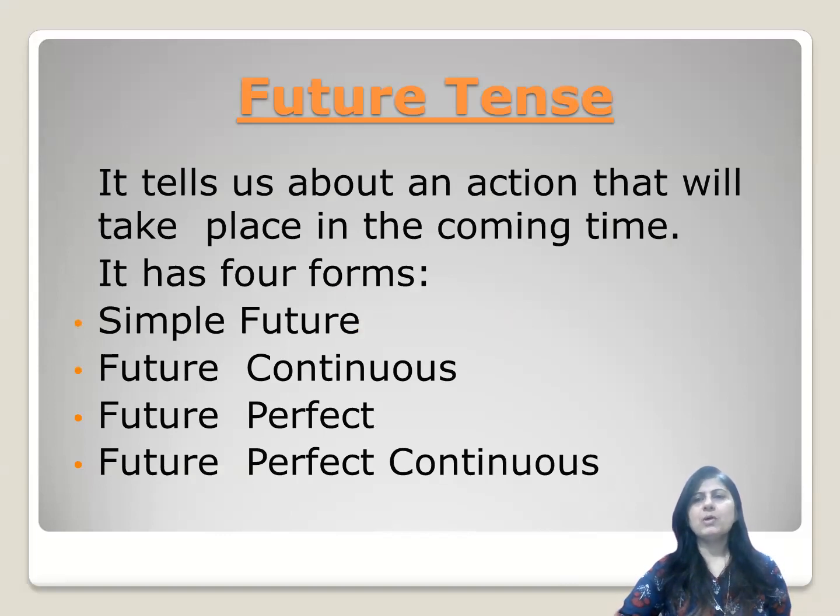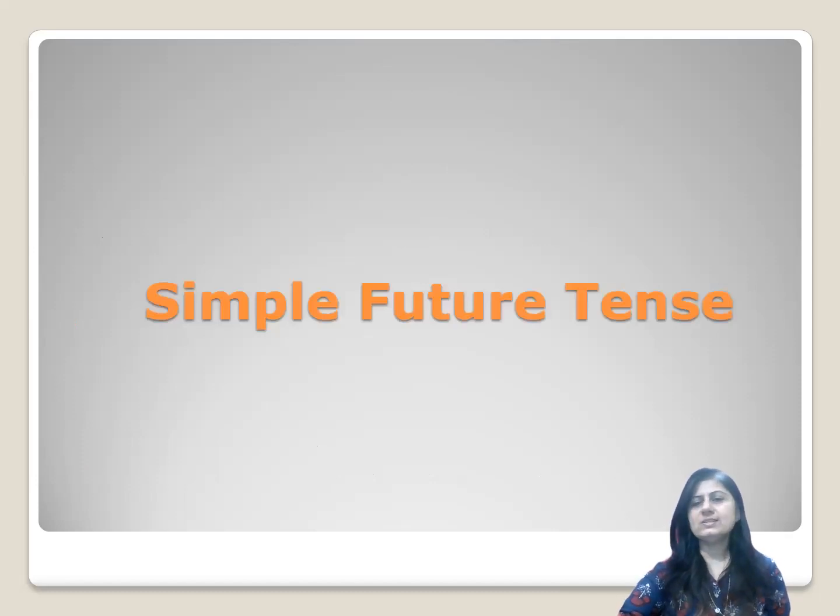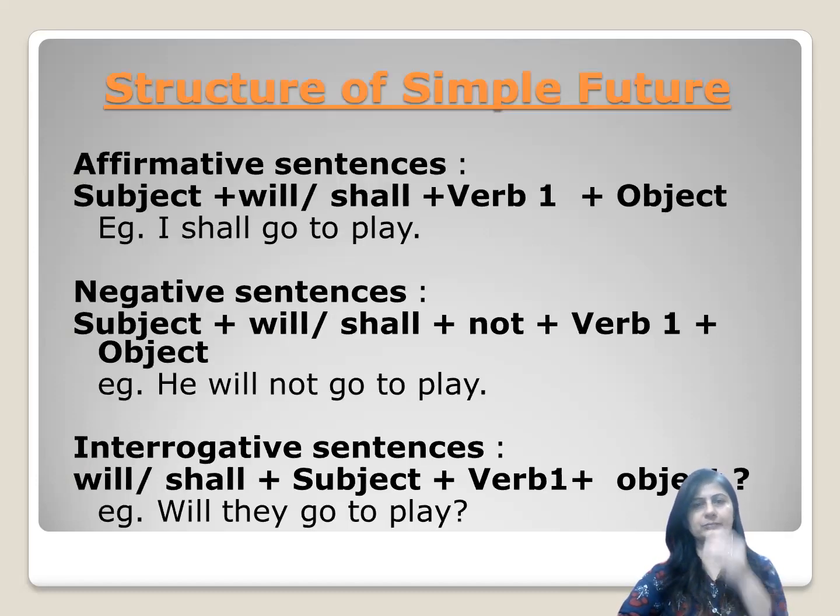Future tense tells us about the action that is taking place in the coming time, the action that will take place in the coming time and has not taken place yet. It has four forms: simple future, future continuous, future perfect and future perfect continuous. So let us study about these one by one. First one is the simple future tense.